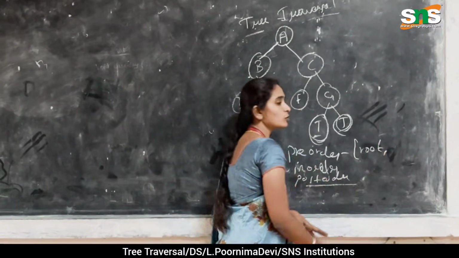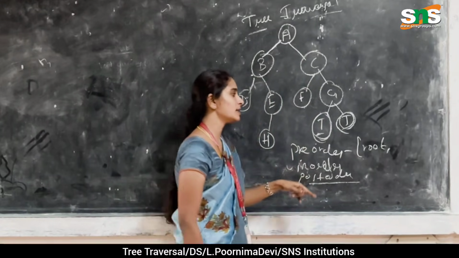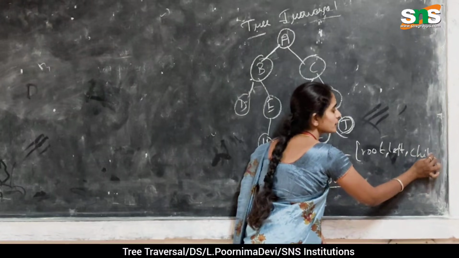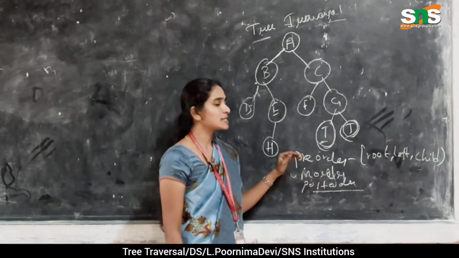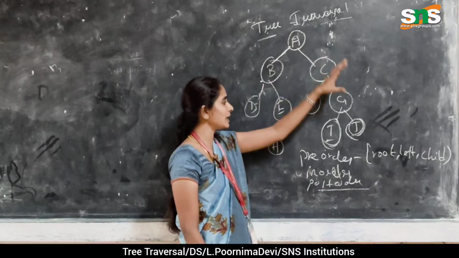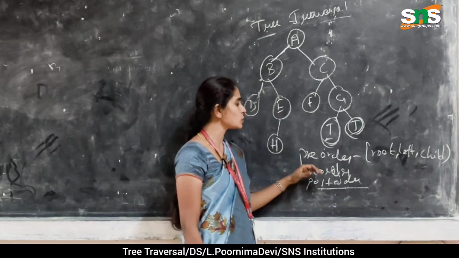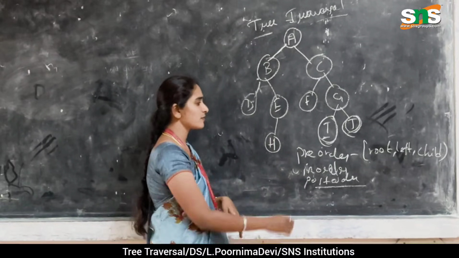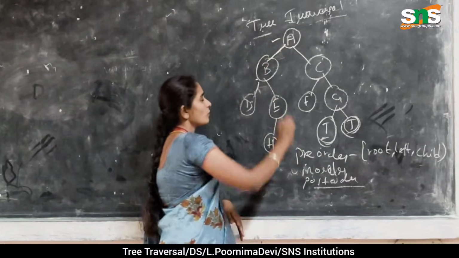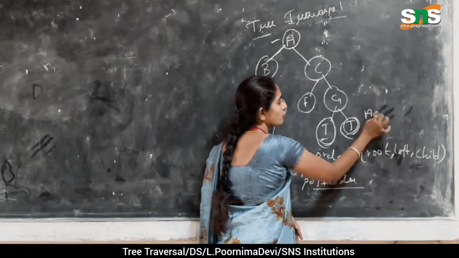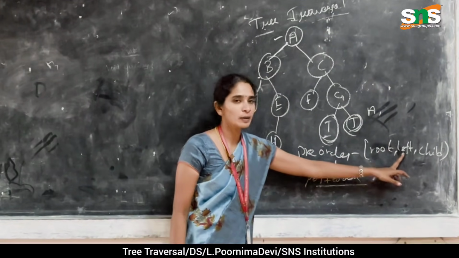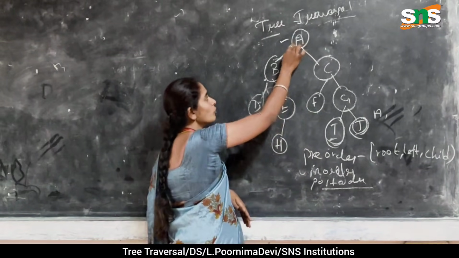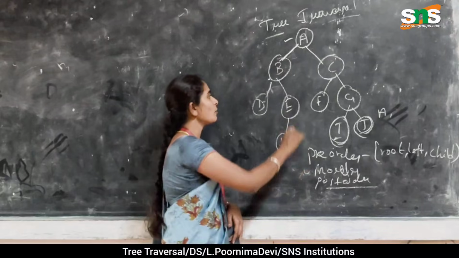In this we first visit the root, then we move on to the left child node, and then to the right child. So this is the preorder process. For example, in this hierarchical structure, how do we traverse the tree using preorder? First preference goes to A. We visit the value of A and move to the left child node. So on this side we have B, D, E.